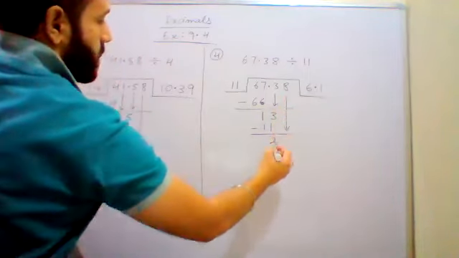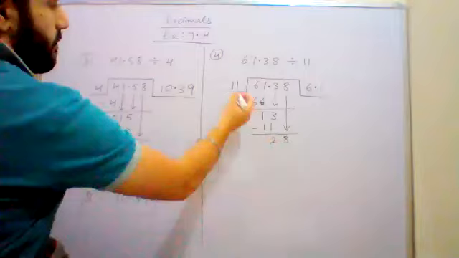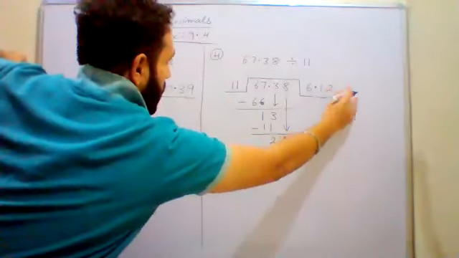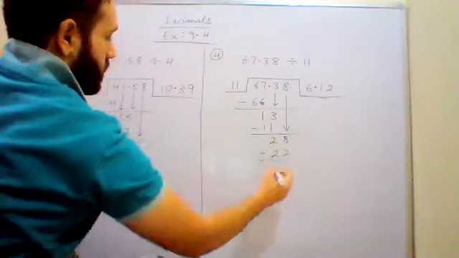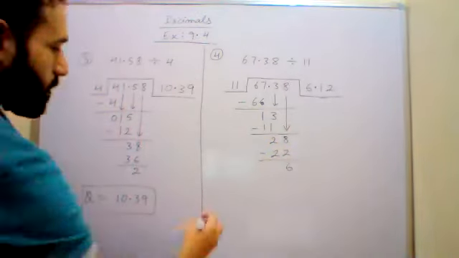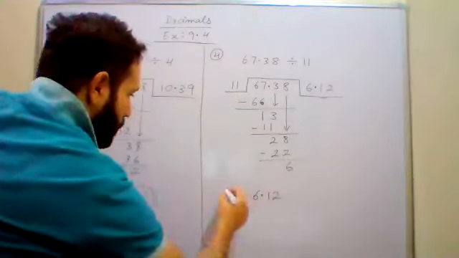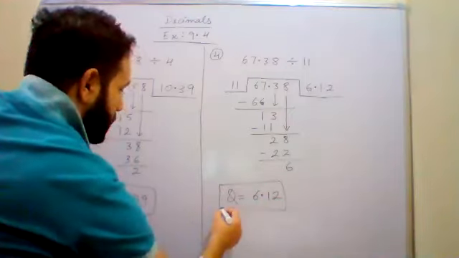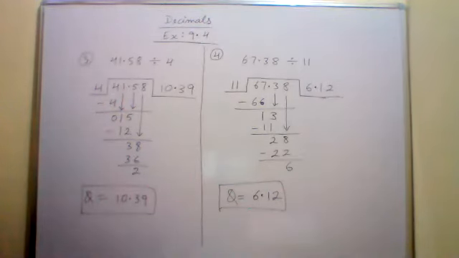Next digit, copy down the next digit. The next digit is 8. Now the number becomes 28. 28 divided by 11. 11 twos are 22. 28 minus 22 is 6. 6 is your remainder, but we only have to write the quotient. Your answer is 6.12. Do this in your copies, and in the same manner, try question number 5, 6, 7, and 8 right now. Try them.